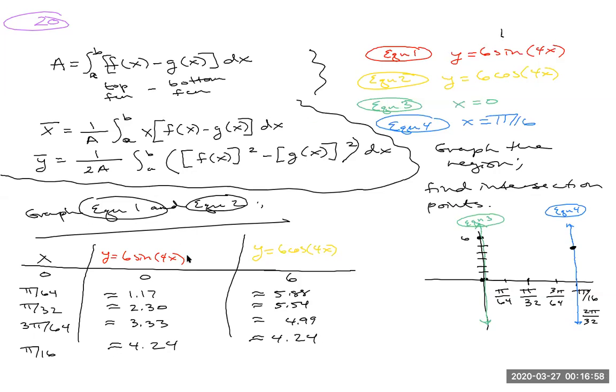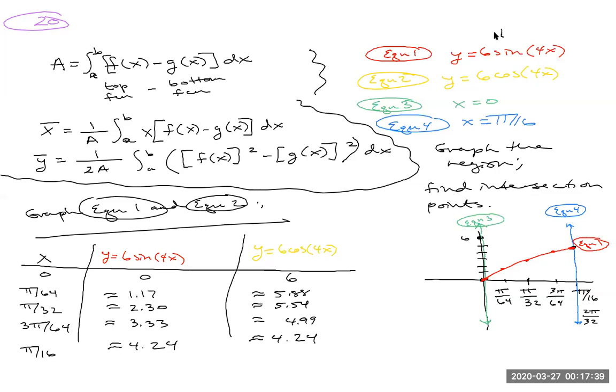Let's graph equation 1 in red. We have 0, 0, pi over 64 and 1.17. Pi over 32, 2.30. 3 pi over 64, 3.33. And finally, pi over 16, 4.24. Let's hope I can curve this out smoothly. Yay. So equation 1.